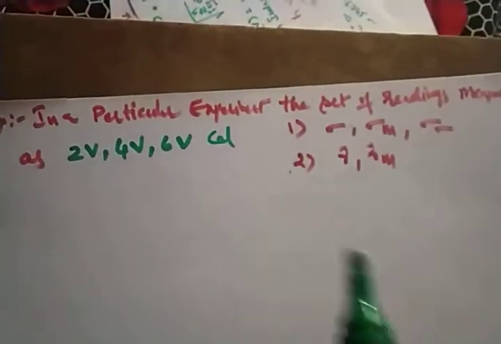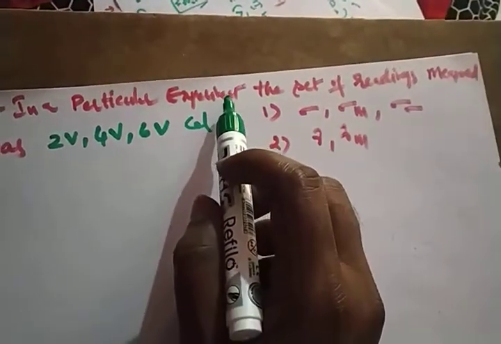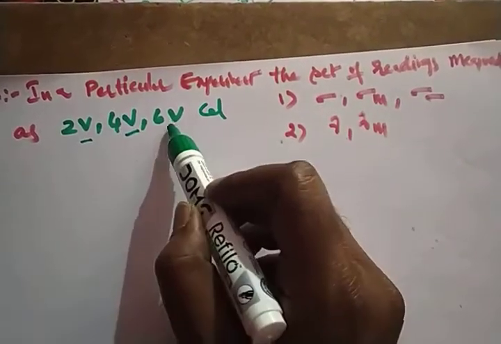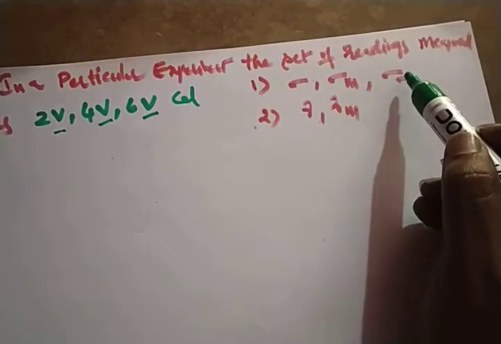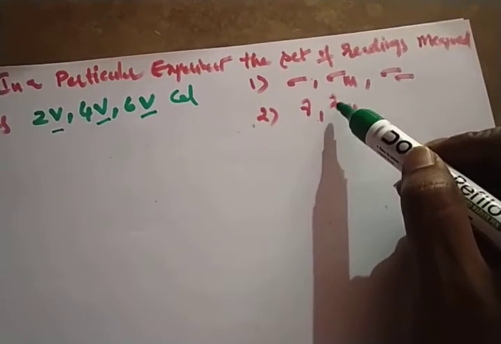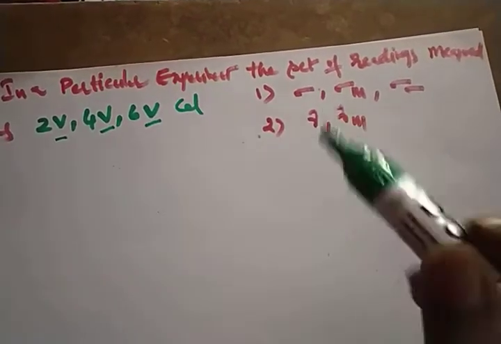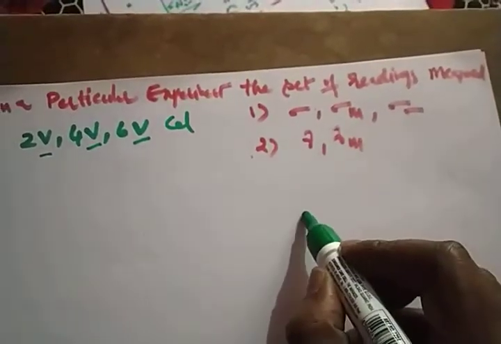So first you will see the problem. In a particular experiment, the set of readings measured are 2 volts, 4 volts, 6 volts. Then calculate sigma, sigma m, sigma of sigma, gamma, gamma m. So you have to calculate all these things. So what is sigma? Sigma is nothing but standard deviation. You know the formula.